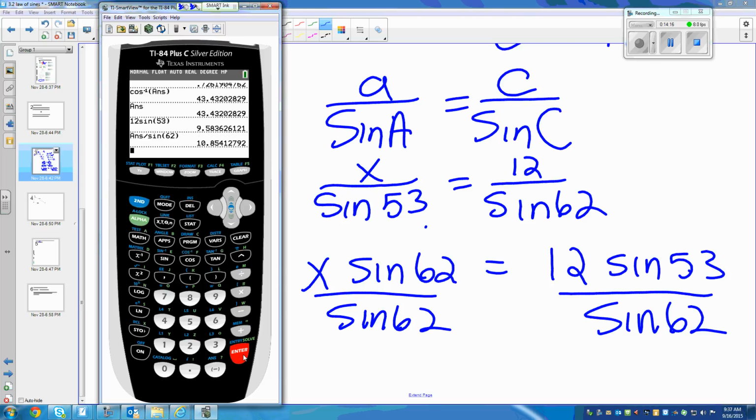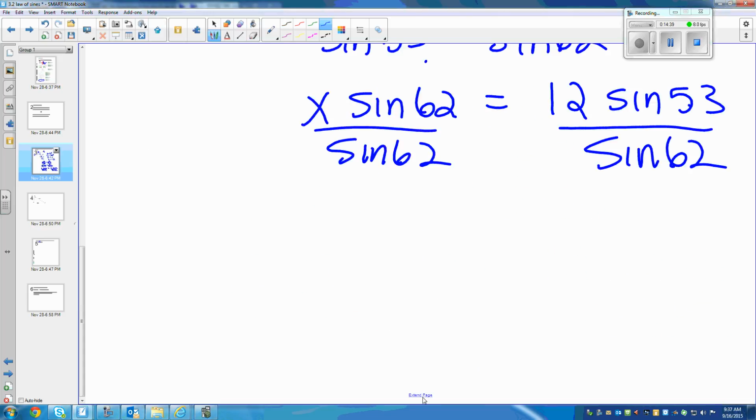gives me 10.85. Okay? Now, the original question just went to the ones. So 10.85 would round to 11, and that would be fine. Some people would write 10.9. I'd be okay with that. Okay? So x is that side length, which is 10.9.